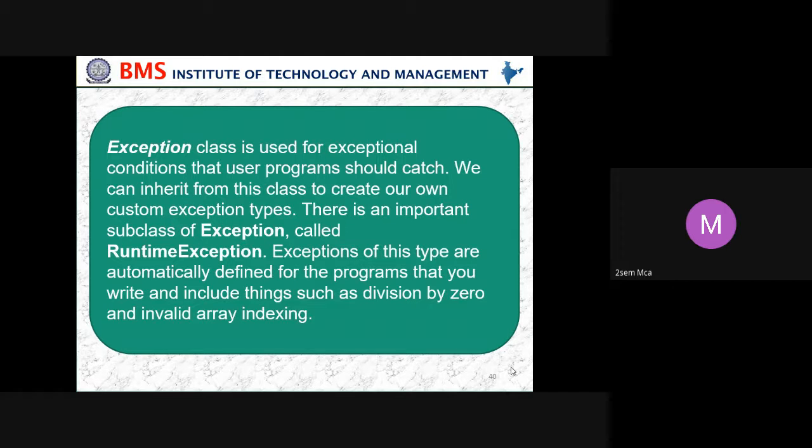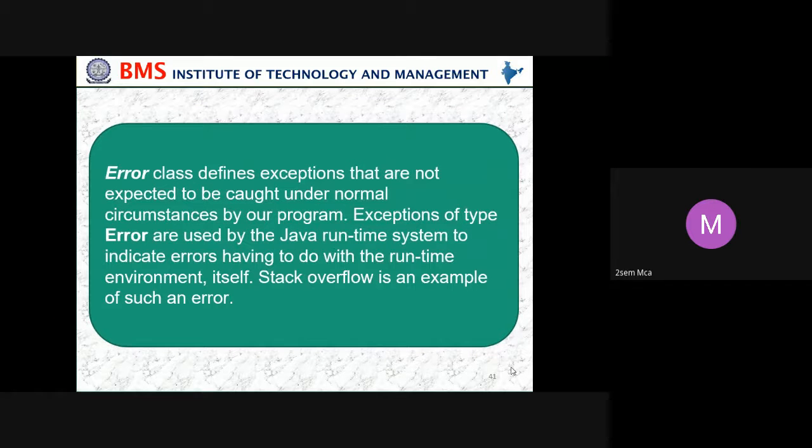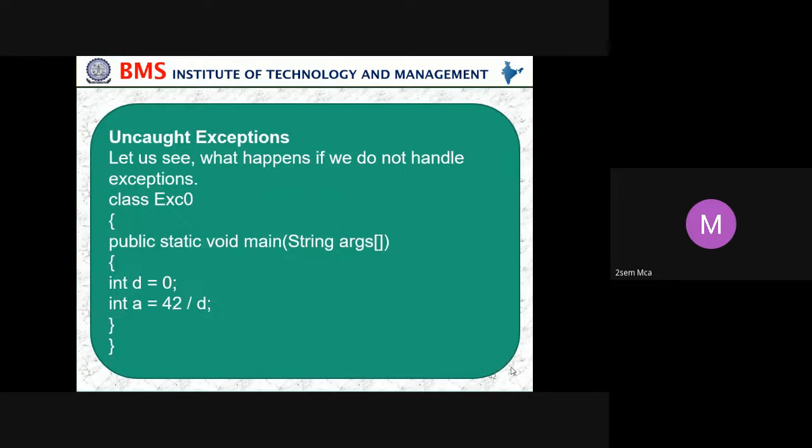There is an important subclass of Exception called RuntimeException. Exceptions of this type are automatically defined for the programs that you write and include things such as divide by zero and invalid array indexing. The Error class defines exceptions that are not expected to be caught under normal circumstances by our program. Exceptions of the type Error are used by the Java runtime system to indicate errors having to do with the runtime environment itself. Stack overflow is an example of such an error.